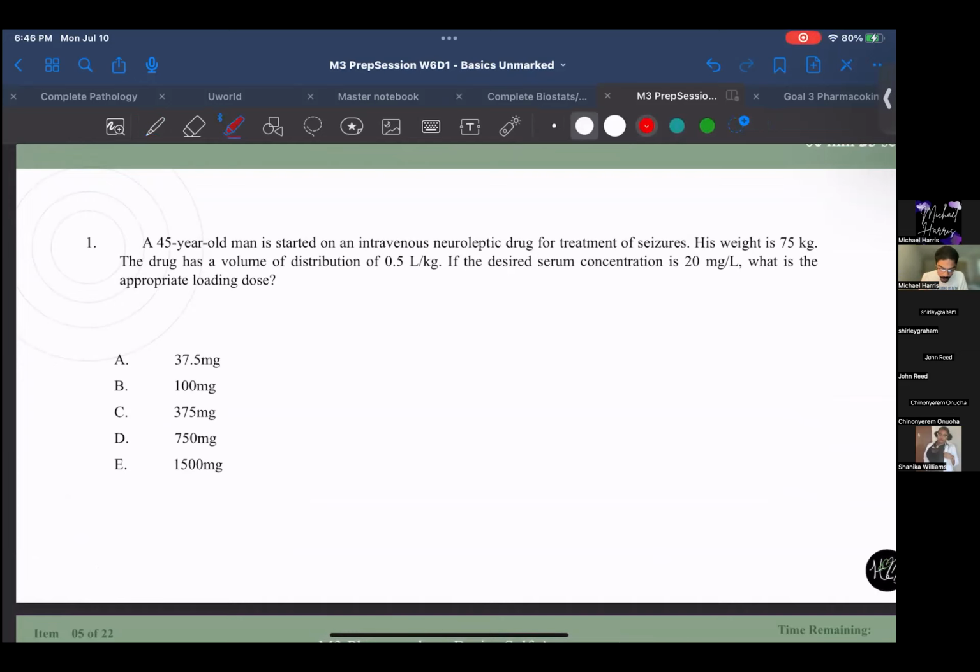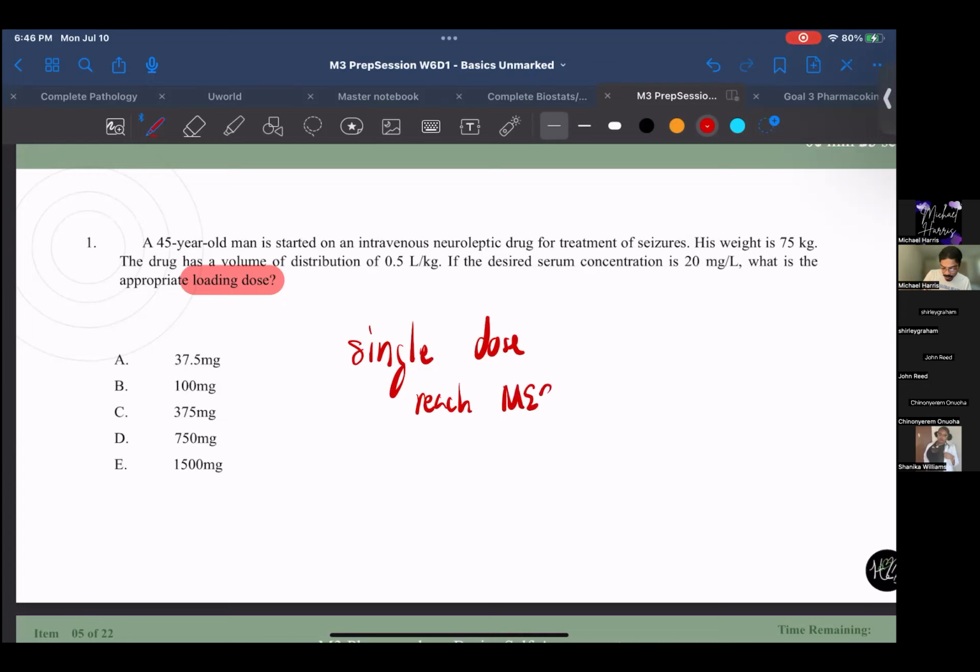Now, here's our next question. And our next question is asking us for the loading dose. Now, when you do loading dose, what is a big player? Loading dose is just a single dose you give them. You give them a single dose to reach that minimal effective concentration. Okay. So you give them one dose so you can reach that, versus doing a whole bunch of small doses to reach minimum effective concentration. Now, do you remember what goes into this calculation?